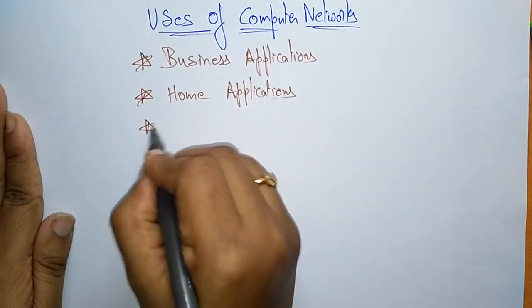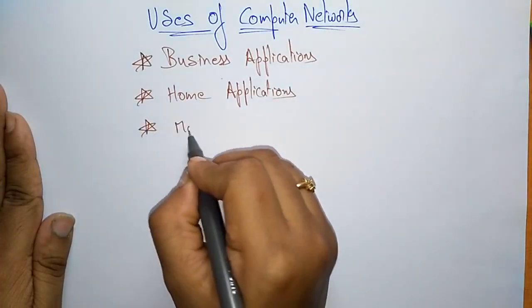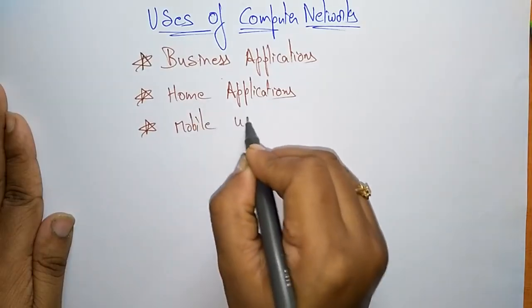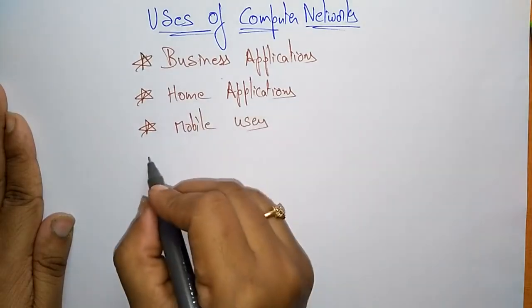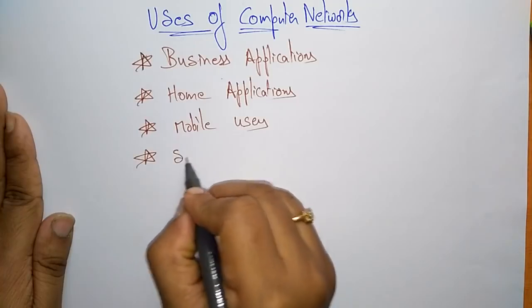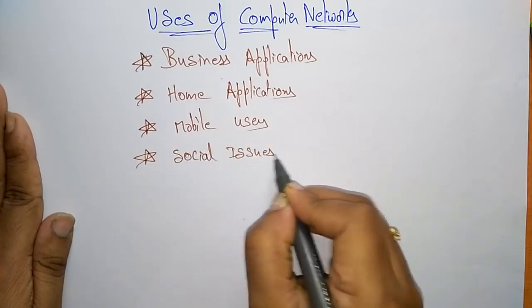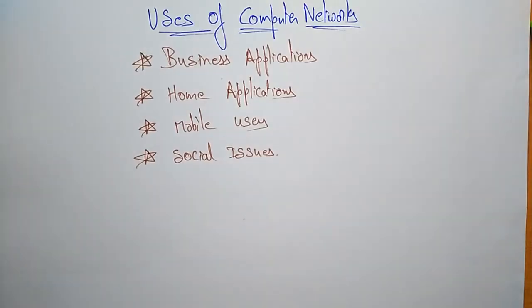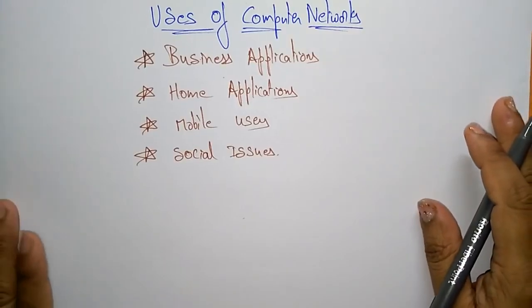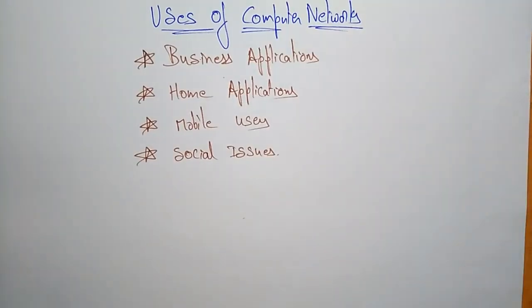Next, we can use computer networks for mobile users. Mobile users are using these computer networks, and also the social issues. So in the social issues also we are using this. Nowadays everything depends upon computer networks. Every technology, whatever technology you are taking, that complete internet is a computer network. Now let us discuss one by one.